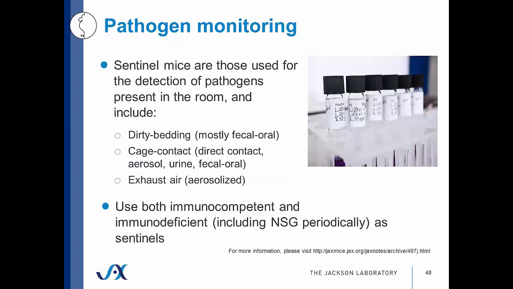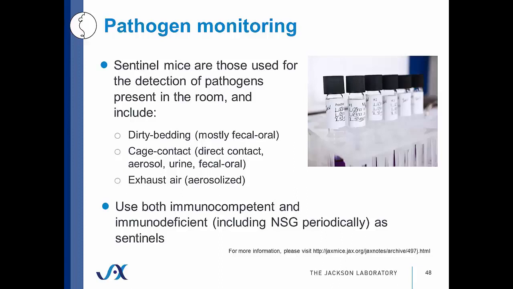So what are sentinel mice? Sentinel mice are those that are used for the detection of pathogens present in a room, and these include dirty bedding sentinel mice, which are used mostly to detect fecal-oral pathogens, as well as cage contact sentinel mice, which detect direct contact, aerosolized urine, or fecal-oral pathogens. And finally, there are exhaust air sentinel mice, and these are used for the detection of aerosolized pathogens.